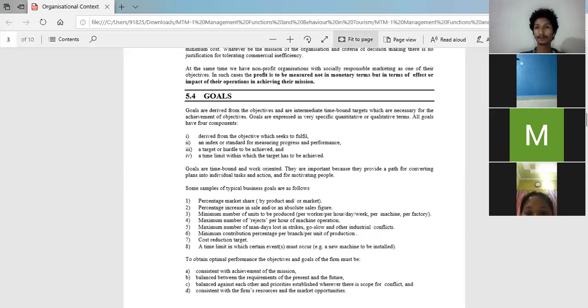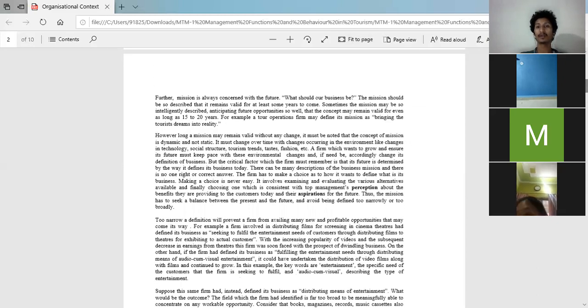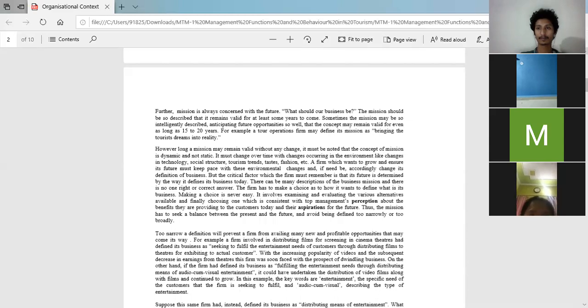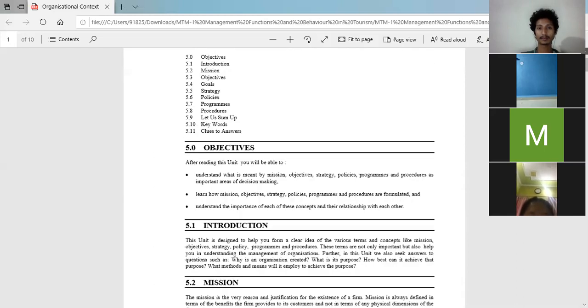As I told you, after the mission you have to set an objective. After the objective you have to set the goal. Do you understand? Are you understanding?